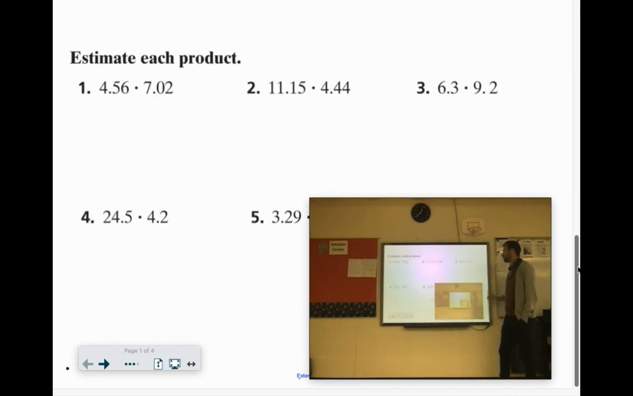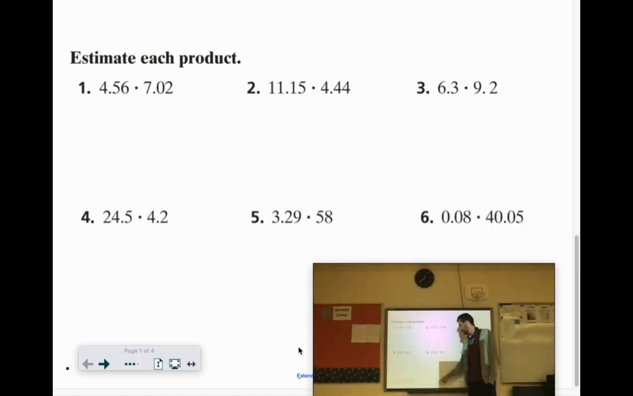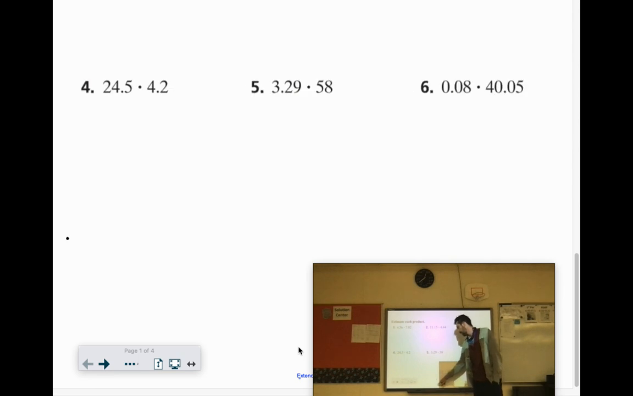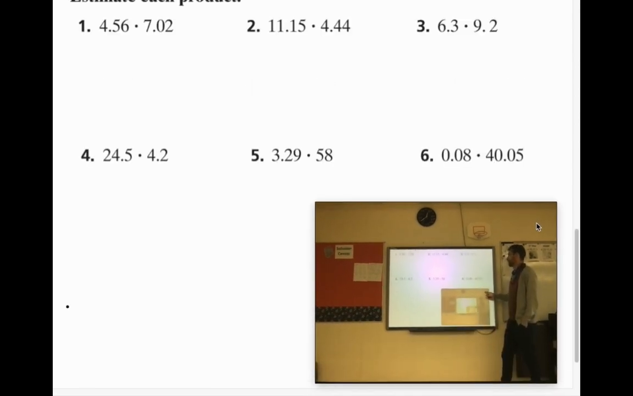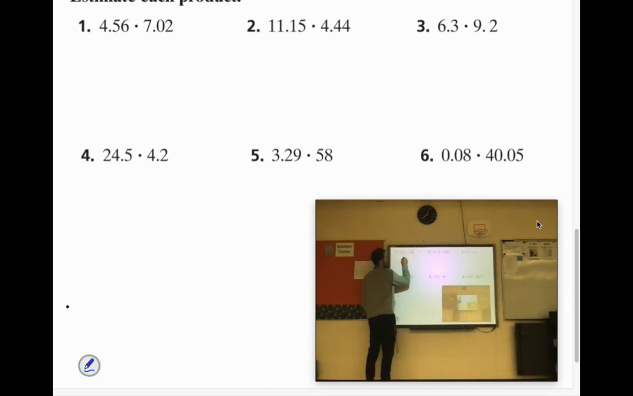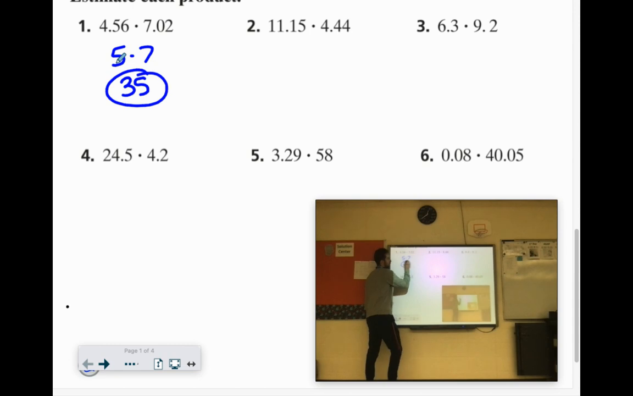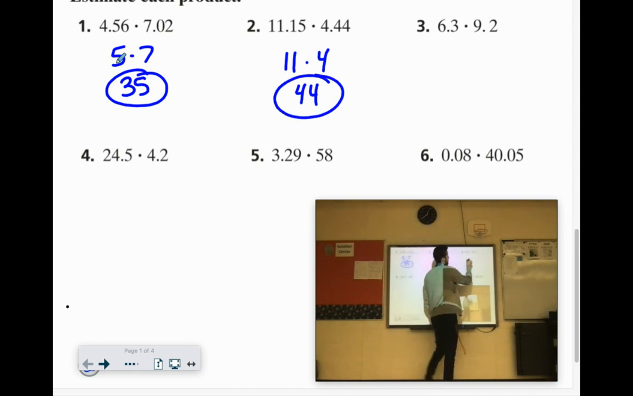So I have, let's see, do I have 6 for you to try here? Yeah, I have 6. I'd like you to pause it and try it right now, and I'll go over them right now. So let's see if we can end up with some answers that are close. Let's call it 5 times 7, 35. Let's say 11 times 4, 44. 6 times 9, 54.